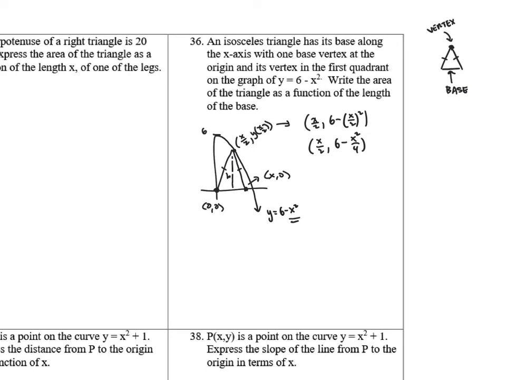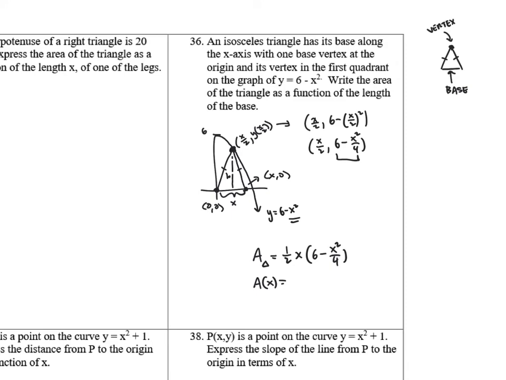Write the area of the triangle as a function of the length of the base. We already determined the length of the base is x units. So the area of the triangle is 1/2 the base length times the height. And the height ends up being the output of this point, this coordinate that lies on that curve. So that would be 6 minus x squared over 4. Now this would be the area of the triangle with respect to x.